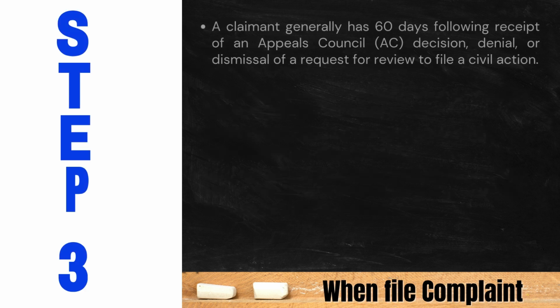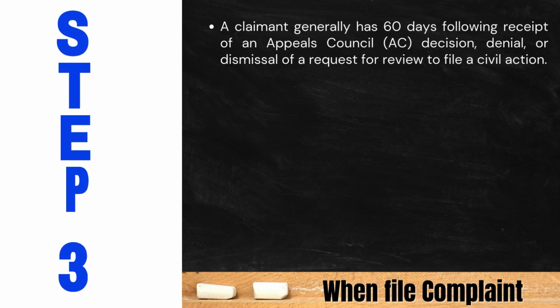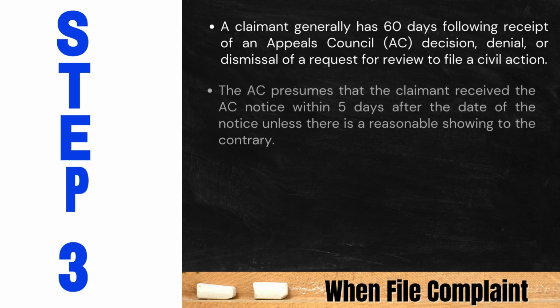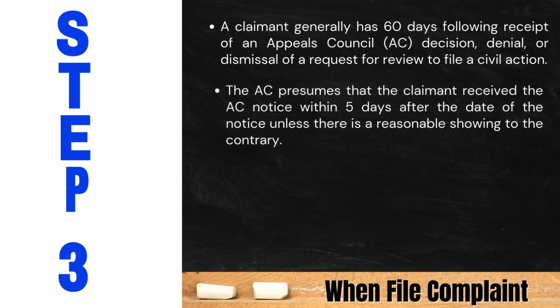Let's look at when the lawsuit is due for filing. A claimant generally has 60 days following receipt of an Appeals Council decision, denial, or dismissal of a request for review to file a civil action. The AC presumes that the claimant received the AC notice within 5 days after the date of the notice, unless there is a reasonable showing to the contrary. And what this means, the complainant would have 65 days.